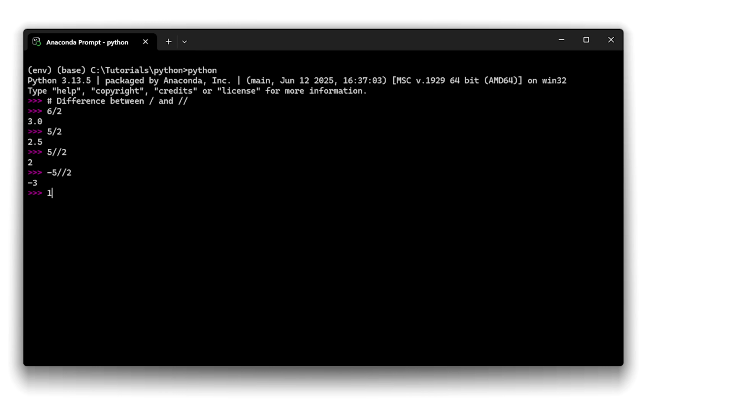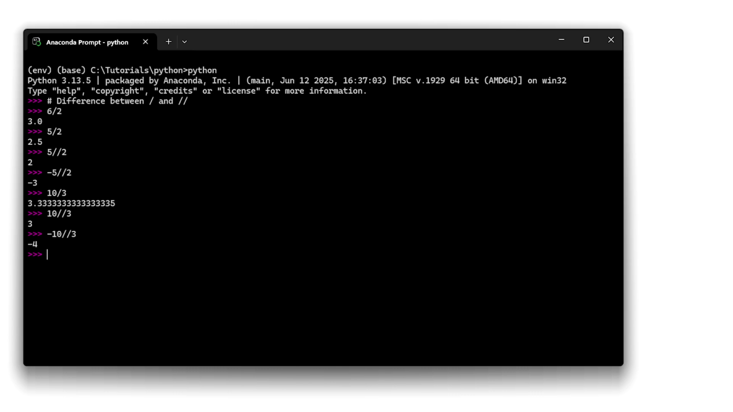If I divide 10 by 3, it is giving 3.333. If I divide using the double slash operator, it is giving the value 3. So similarly, if the value is minus 10, then it is going to give minus 4.